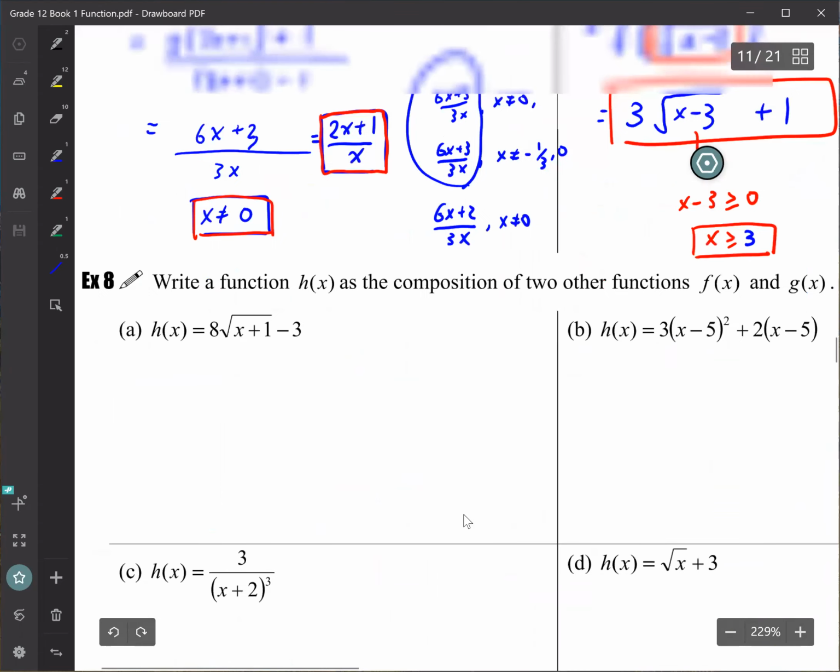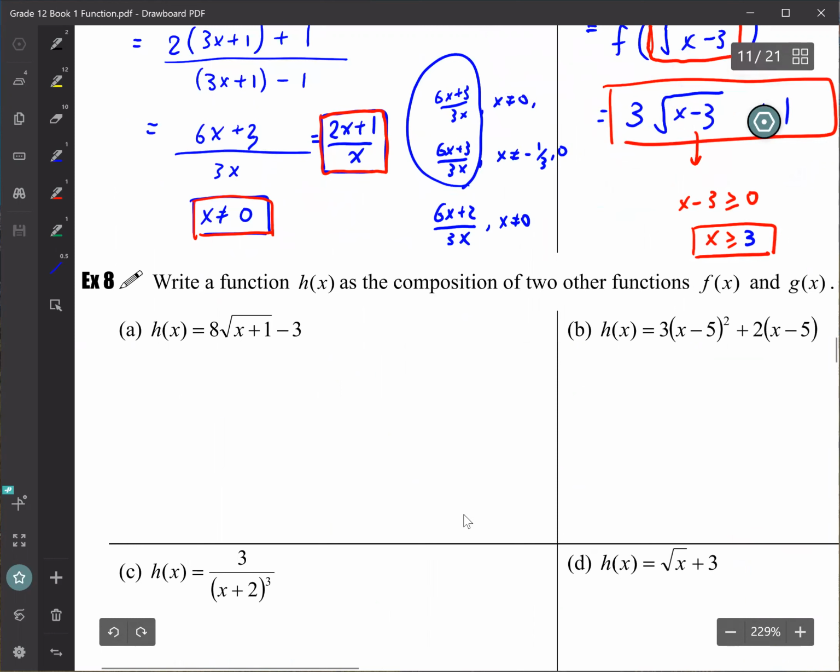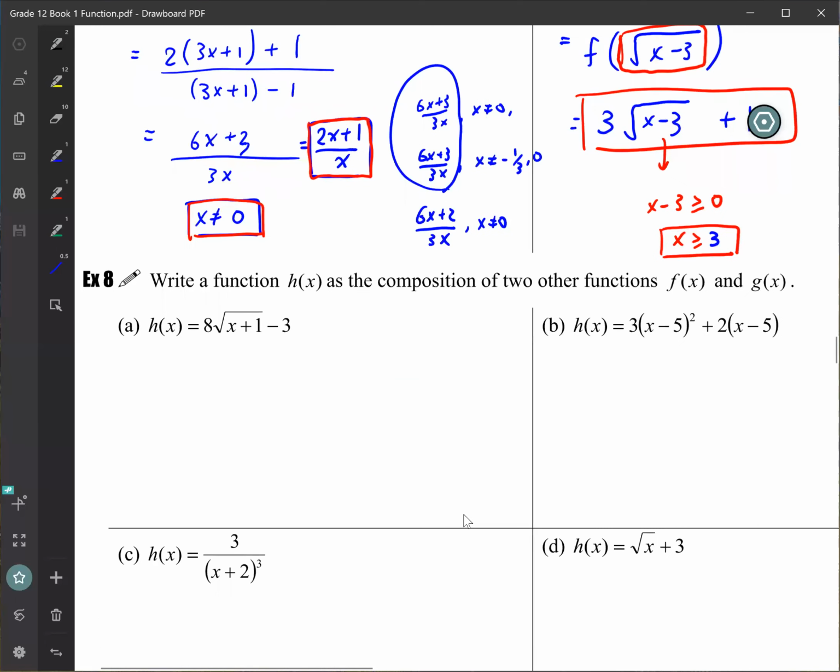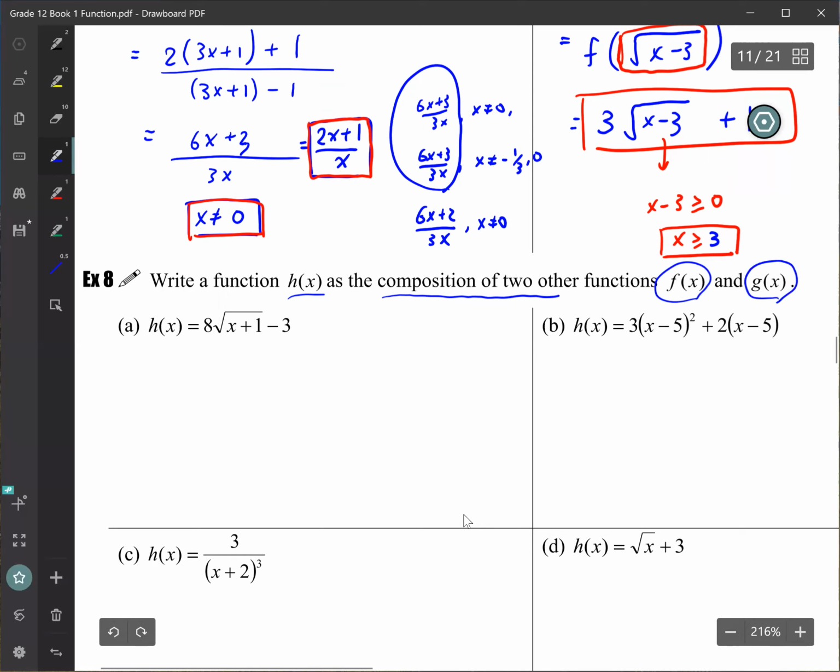So similar, there are different ways depending on how you think of it. So there's no single answer for this. And here you have two functions here. Write the function h of x as a composition of two functions. One is f, one is the g. Okay, so you need to make sure you identify which one is the inside, which one is the outside, right? Composite function means you have inside and outside functions.